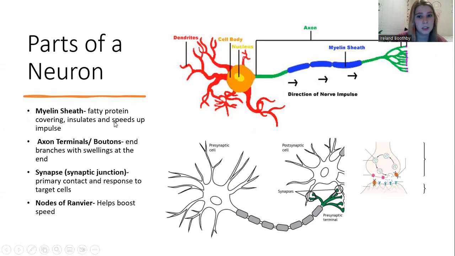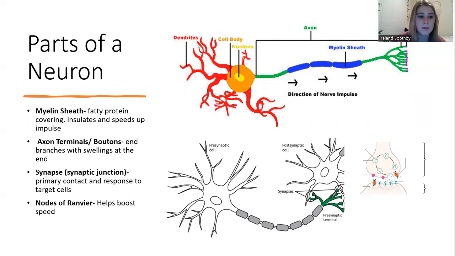More parts, the myelin sheath, which is this blue part up here. It's the fatty covering, and it's going to insulate and speed up the impulse. Then you have your axon terminals, right above my picture, the little purple buttons, and they're the end branches that are just swelling on the ends.